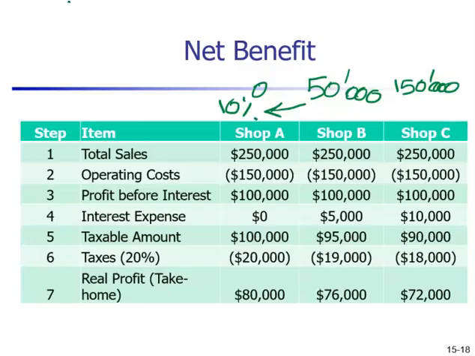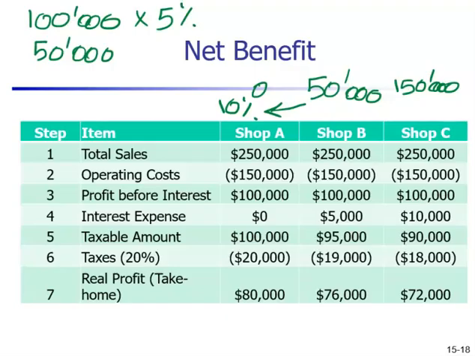Shop C has two loans. One 100,000, the other one 50,000. The one with 100,000 has an interest rate of 5%, and this one 10%. So the payment for this is 5,000. The payment for this is also 5,000. That adds up to 10,000 interest payment per year.